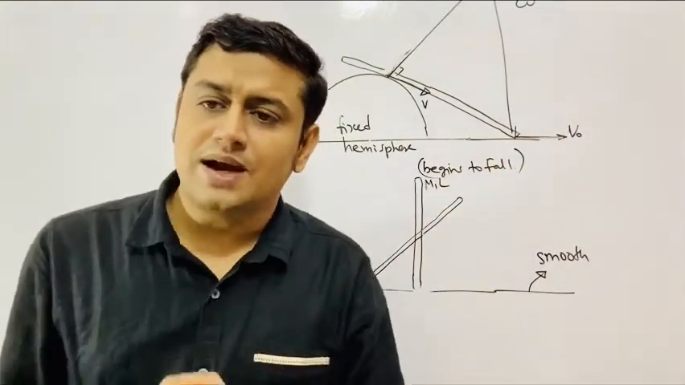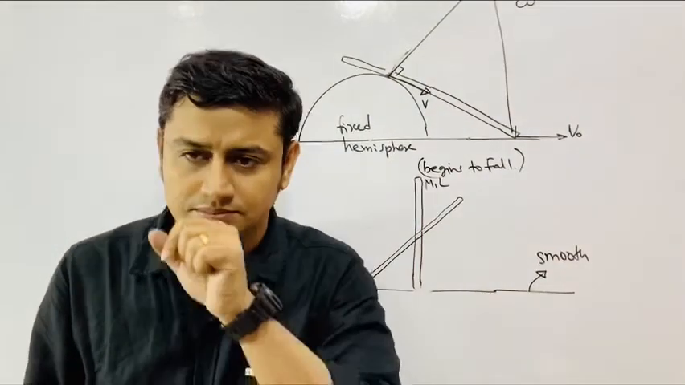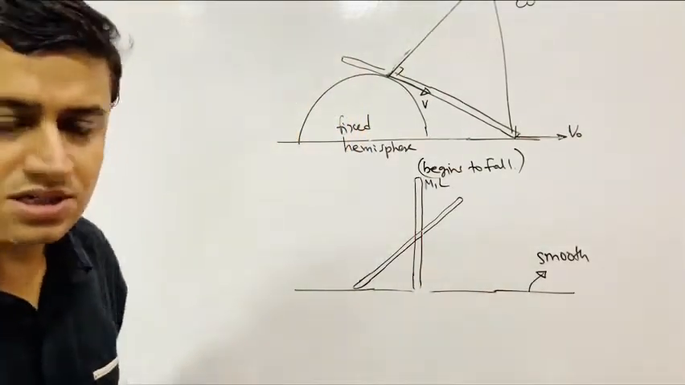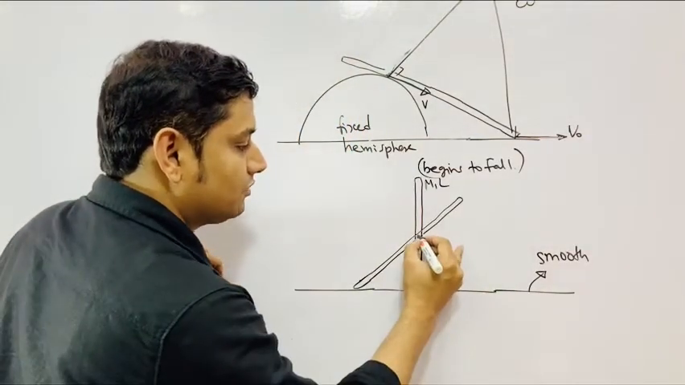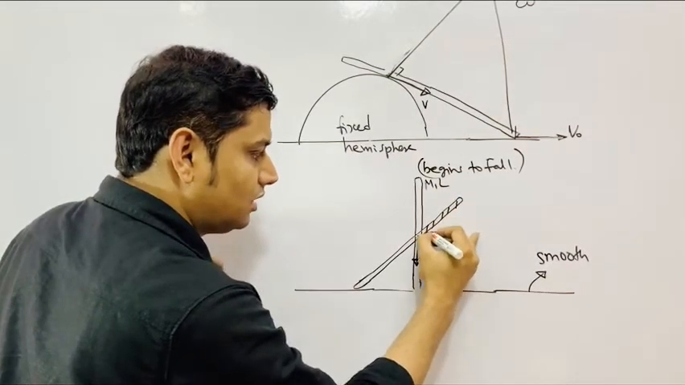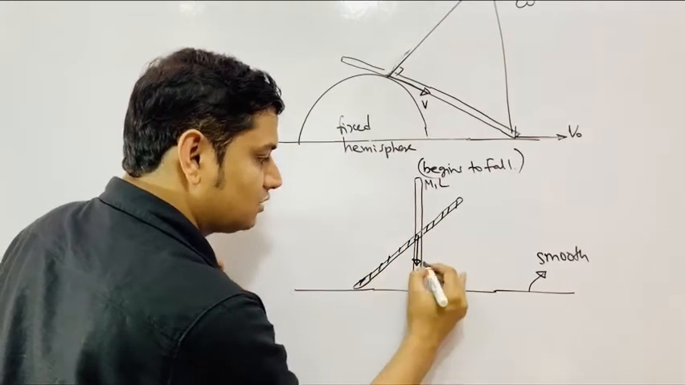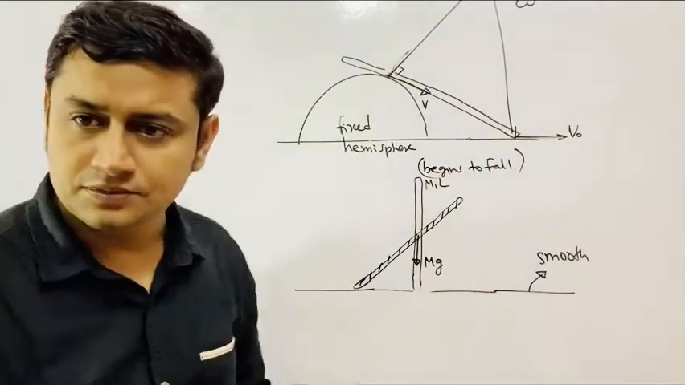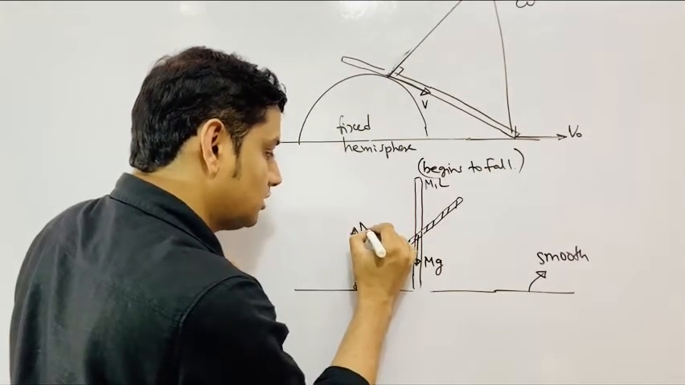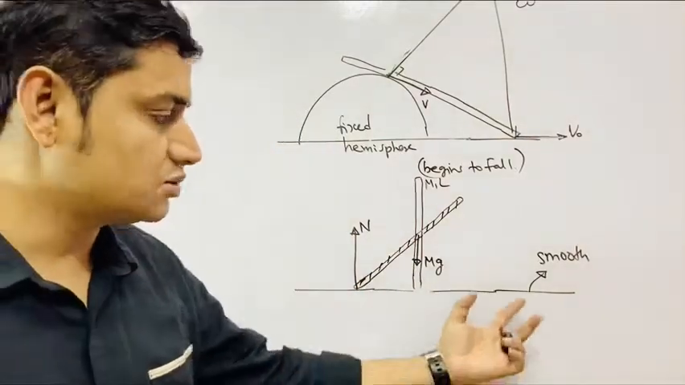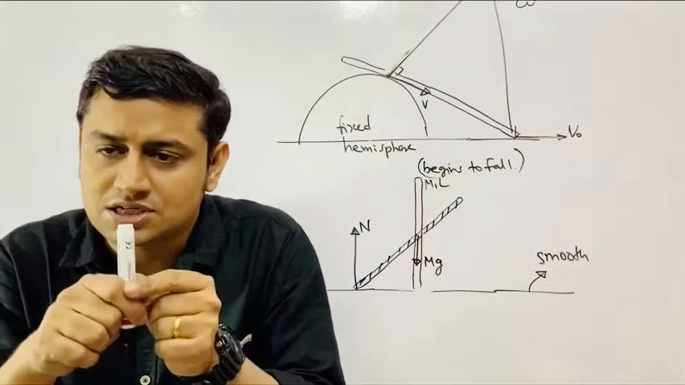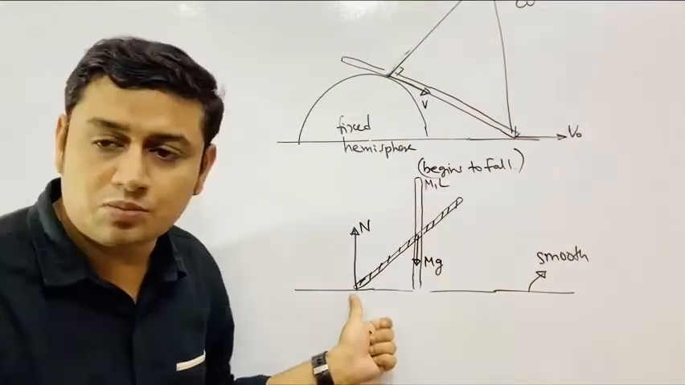First of all, I have to prove that its center of mass moves on a straight line. Why? Because in the entire process, only two forces are acting on this rod. One is mg, that is weight, that acts on the center of mass, and one is the normal from here. Any more force? No. Friction is not there, it is a smooth surface. So only two forces act, mg and normal. Mg downward on the center of mass, normal upward at the lower point of contact.